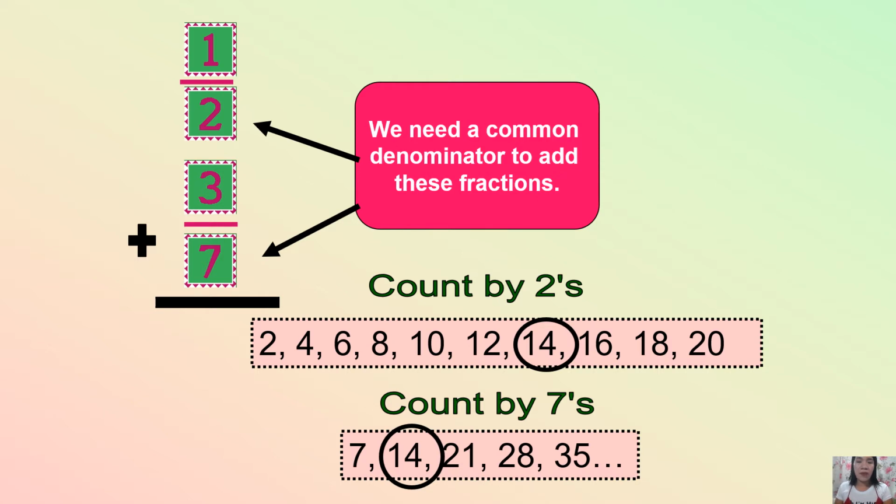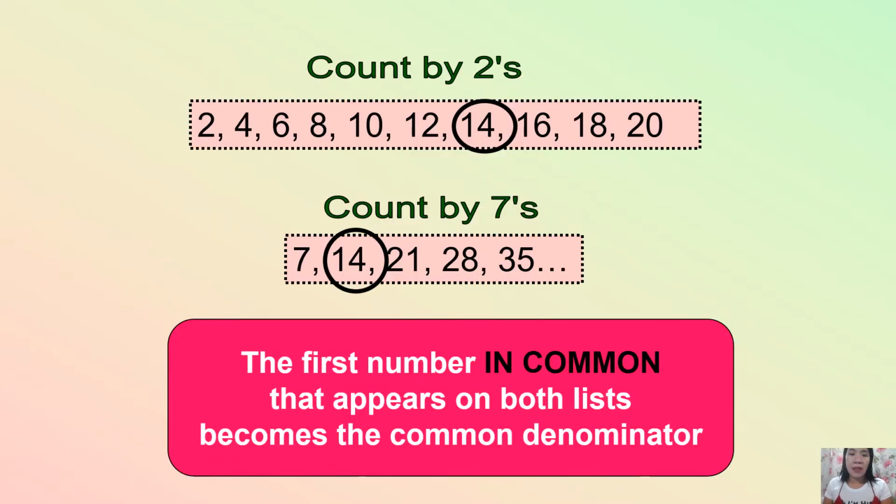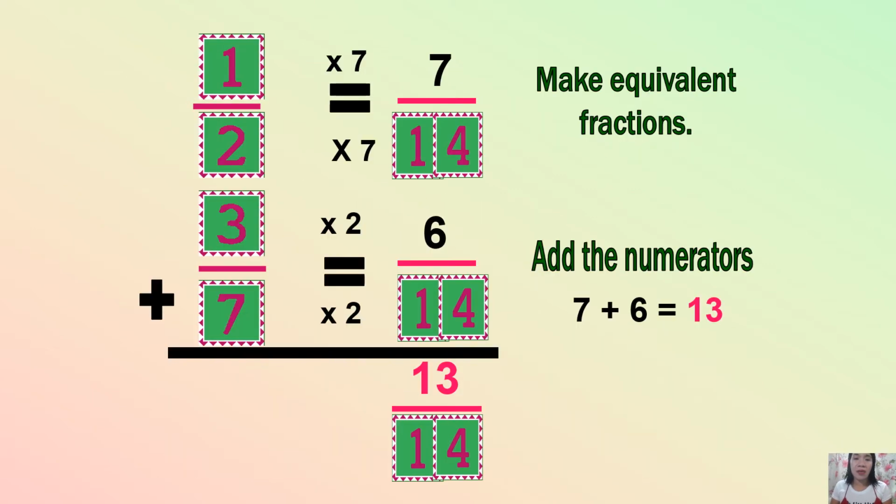So we have to look into the multiples of 2 and 7. Their common multiple is 14, so we have to use 14. The first number in common that appears on both lists becomes the common denominator. So here we are going to write 14 as the denominator, then multiply the numerator of each fraction accordingly. So we come up with 7 over 14 plus 6 over 14.